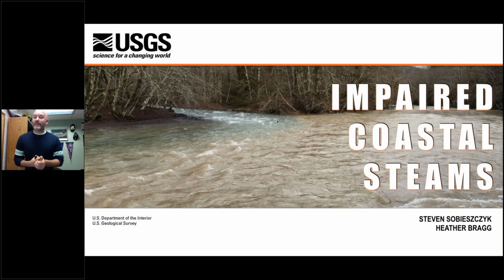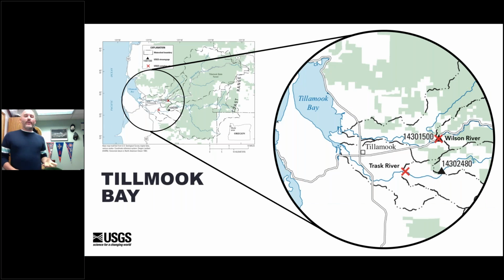Hi, I'm Steve Sobey. I am a hydrologist with the U.S. Geological Survey, and today I was invited to talk to you a little bit more about what's going on with our impaired coastal streams here in Oregon. For those of you who are not familiar with the streams I'm talking about, here in Oregon on the coast in the Northwest, we're looking at two tributaries that are flowing into Tillamook Bay. We're looking at the Wilson and Trask rivers.